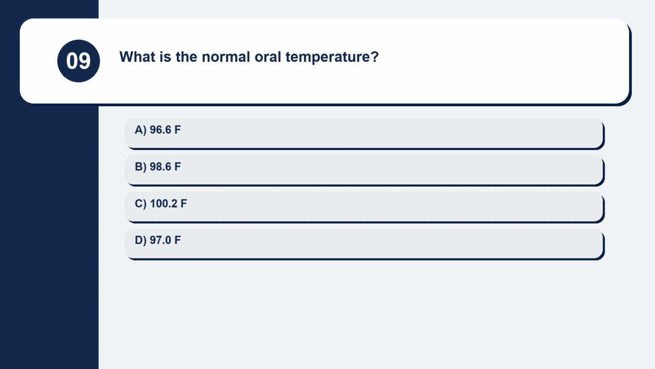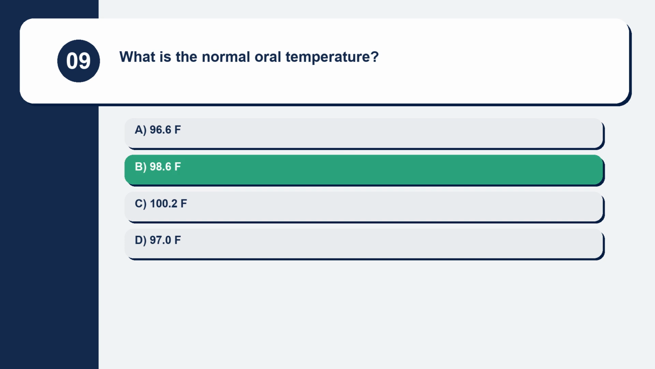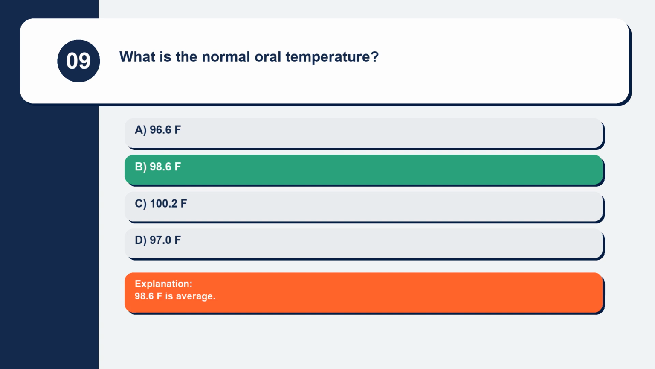Question 9. What is the normal oral temperature? 96.6 F, 98.6 F, 100.2 F, 97.0 F. 98.6 F is average.